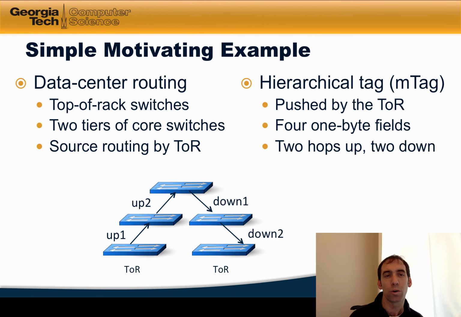To understand how this works a little bit better in the context of P4, let's take a simple motivating example of data center routing. Consider the topology below, which has top-of-rack switches and 2 tiers of core switches. Let's suppose that the top-of-rack switches would like to perform source routing with a hierarchical tag that contains 4 1-byte fields, each of which specifies a hop in the topology.